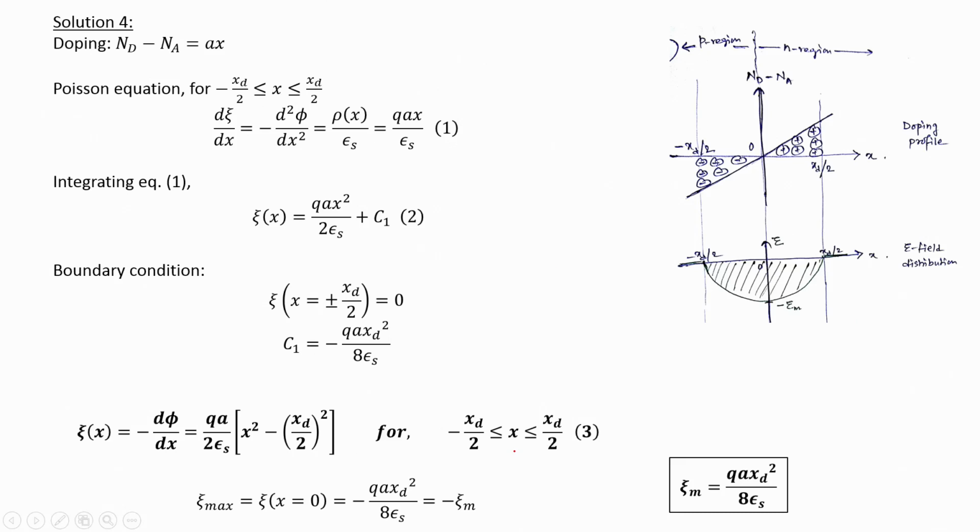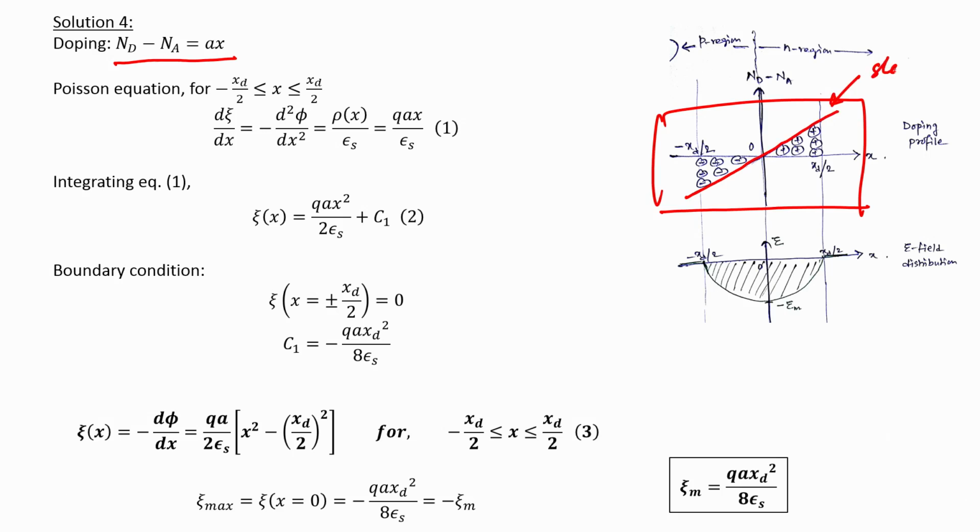Okay, let us try to first solve this problem. So the doping profile is given by Nd minus Na is equal to Ax. So the doping profile picture looks like this. This is the doping profile. This is the linear doping profile. Basically the slope of this line is equal to A.